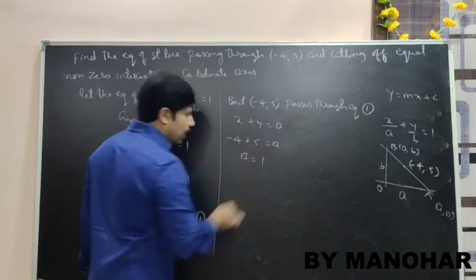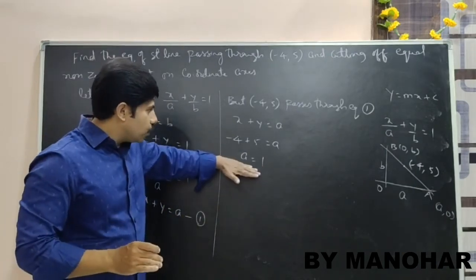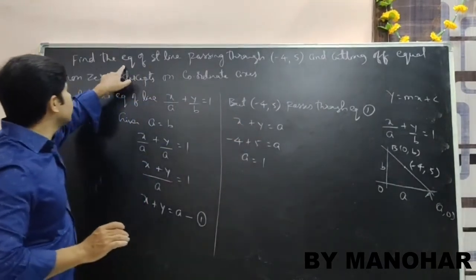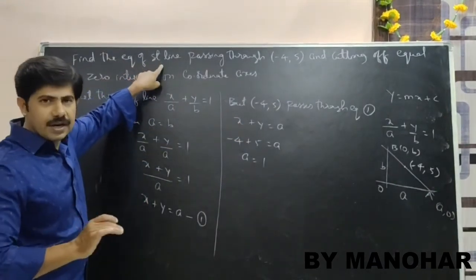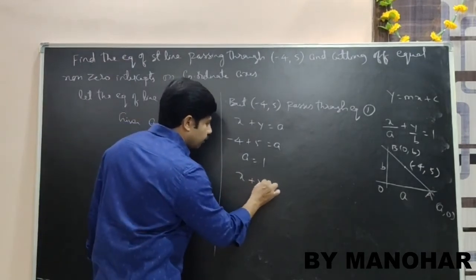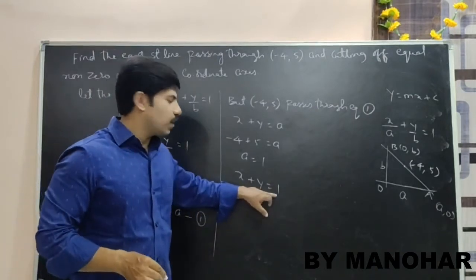So what is a value we are getting? A value is 1. Now after getting a value, we have to substitute back in this. Why do we have to substitute back? Because we have to find the equation of the straight line. So that a value I'll substitute back. Therefore, what is the equation of line we are getting? The equation of straight line is x plus y is equal to a.